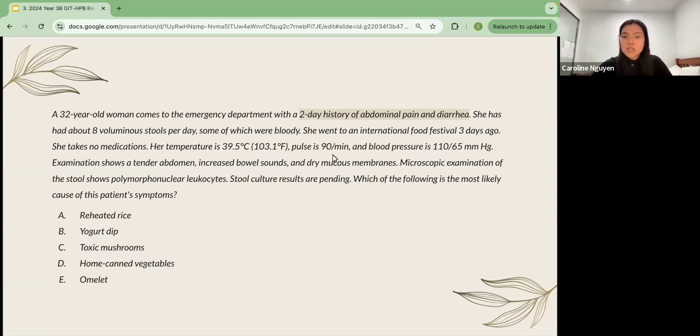So she's been passing stools to the extent where she's dehydrated. There's some kind of infection in her stools, but it's pending for the culture. What is the most likely?